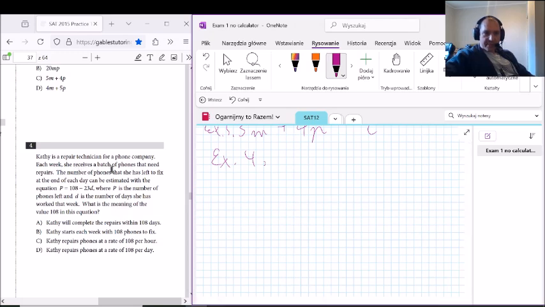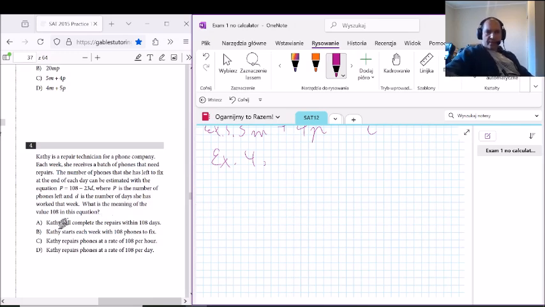Each week she receives a batch of phones that need repairs. The number of phones that she has left to fix at the end of each day can be estimated with the equation P equals 108 minus 23D, where P is the number of phones left and D is the number of days she has worked that week. What is the meaning of the value 108 in this equation?